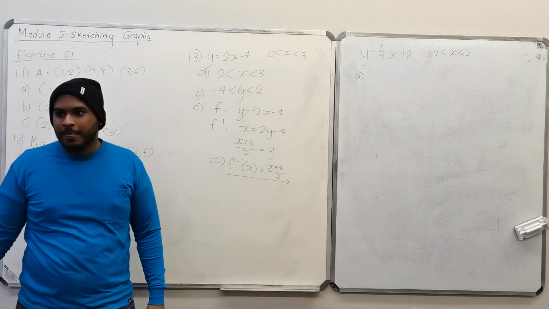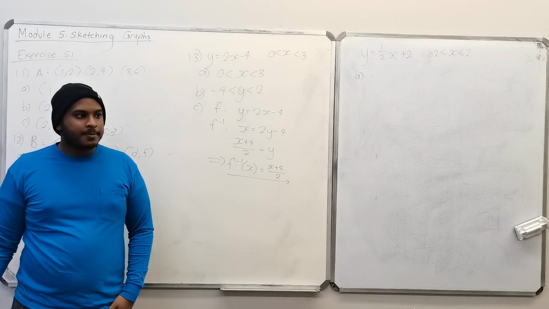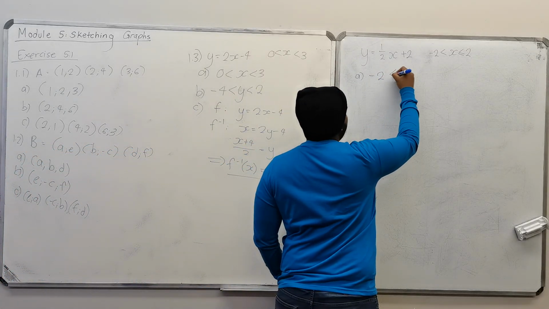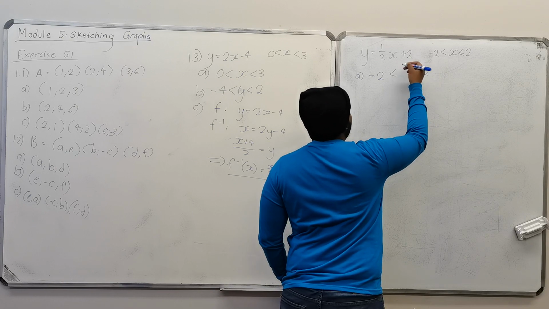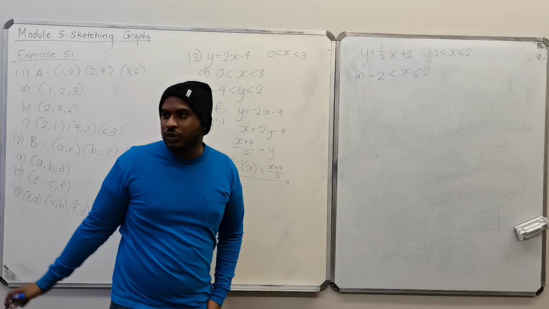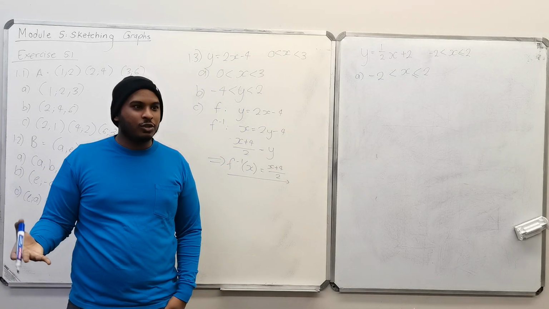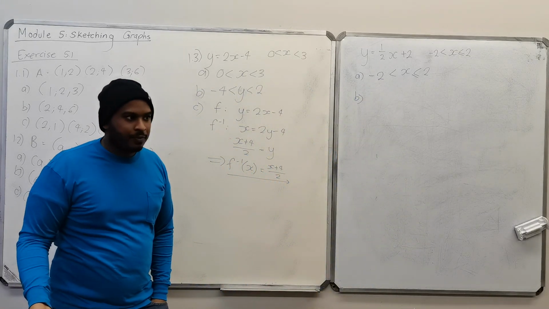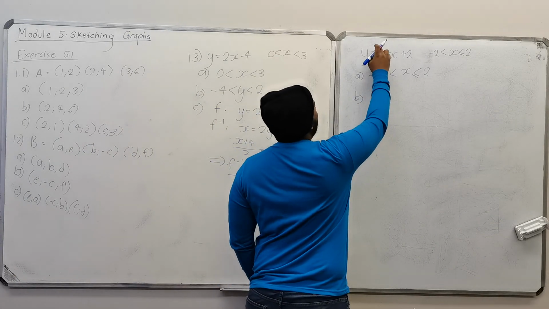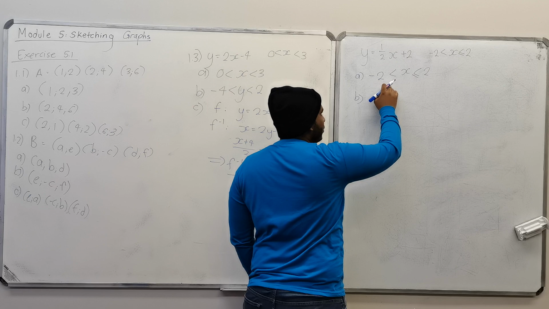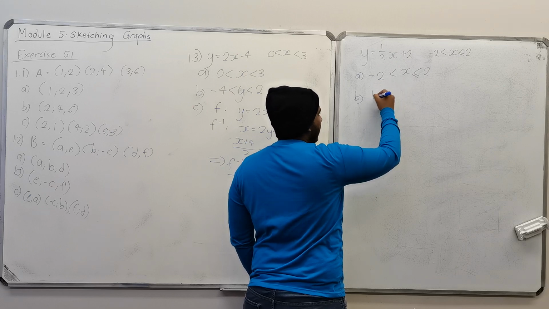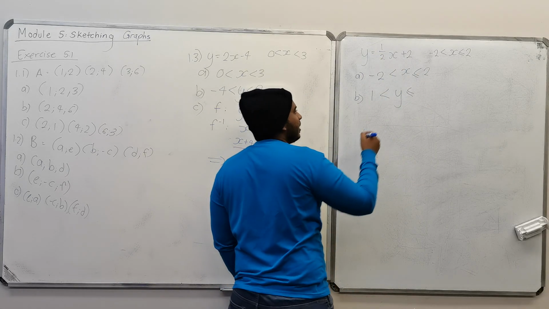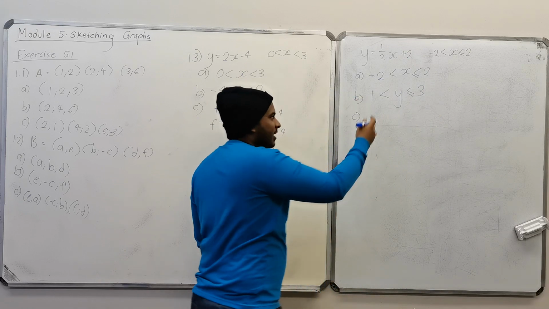What is the domain? Minus 2 less than x less than or equal to 2, because they're telling you that x will lie between minus 2 and, including, 2. Everything in between those and including 2 would be the values of x. Right? The range: how would you get your range? So substitute these values. Half times minus 2 is minus 1, plus 2 is 1. So 1 less than y, less than or equal to half times 2, which is 1, plus 2, which is 3. Right? That will be your range.